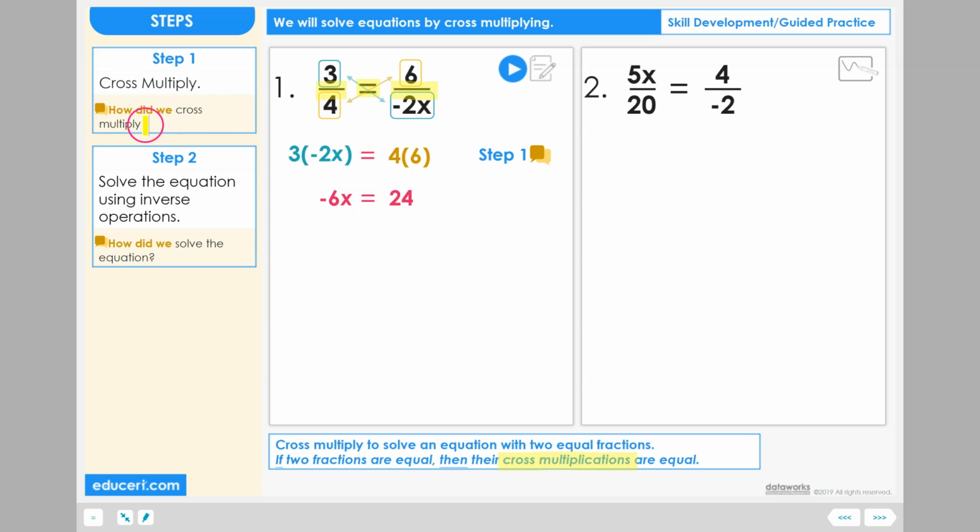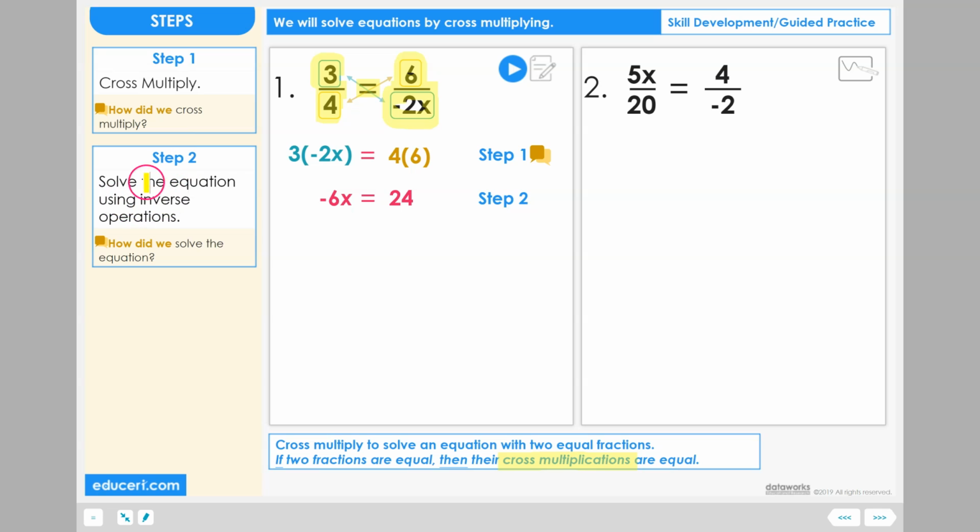How did we cross multiply? We cross multiplied by multiplying the numerator of the first fraction and the denominator of the second fraction, and the denominator of the first fraction times the numerator of the second fraction, going in this crossing over pattern and multiplying the terms.